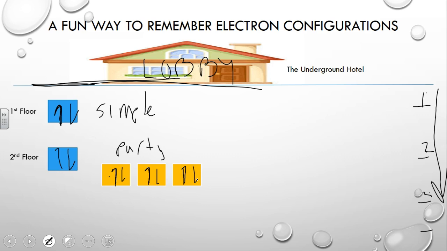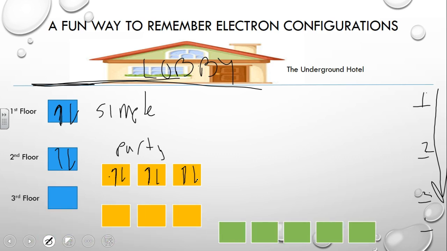Now we're out of rooms on the second floor, and so now we're going to go down to the third floor. And on the third floor, because it's deeper in the ground, we're able to have a bigger floor there. And so we have the simple room. We have a party room, but now we have these green rooms. These are called the dance rooms.